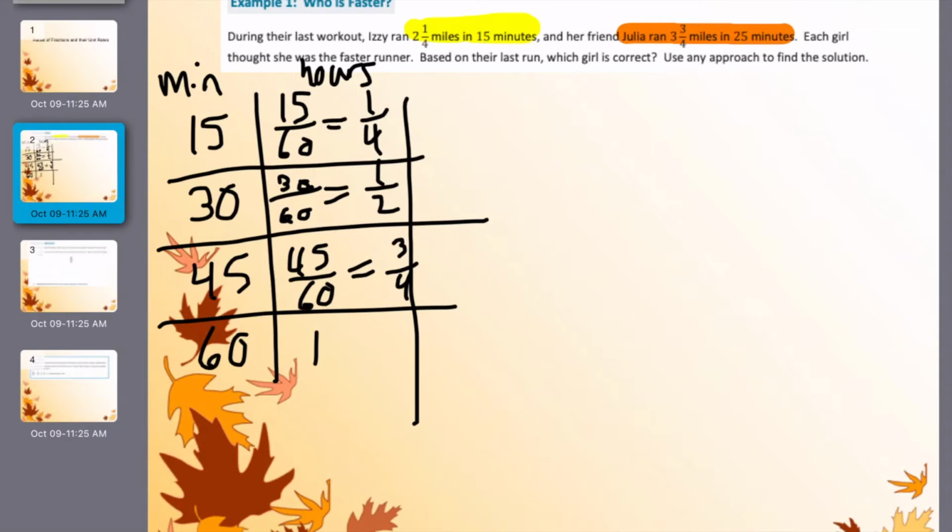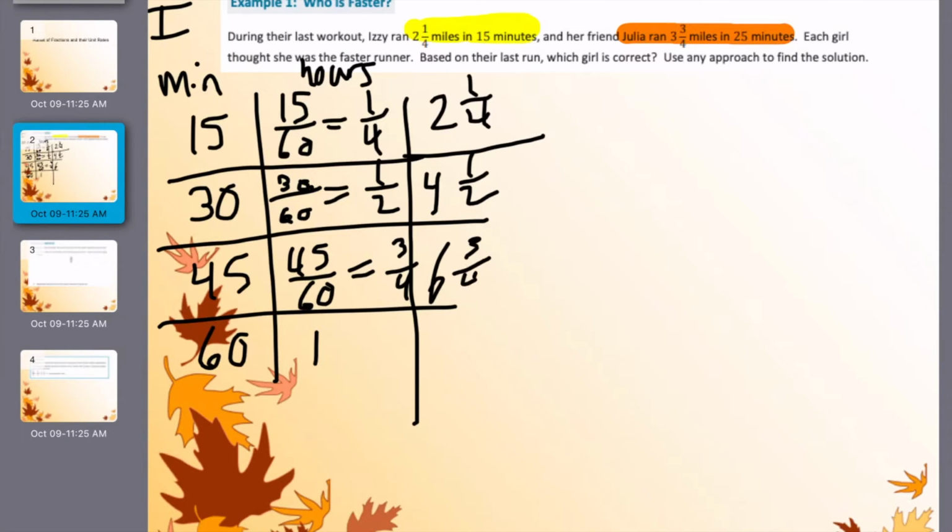So it's our time in hours. For Izzy, this is just for Izzy, I'm going to make that I. So I know that she ran 2 and 1/4 miles in 15 minutes. If she doubled that, in 30 minutes she will have run 4.5 miles. For 45 minutes, I keep doing 15 times 3, so 2 and 1/4 times 3, I'm going to get 6 and 3/4. And if I multiply 2 and 1/4 by 4, I am going to get 9.